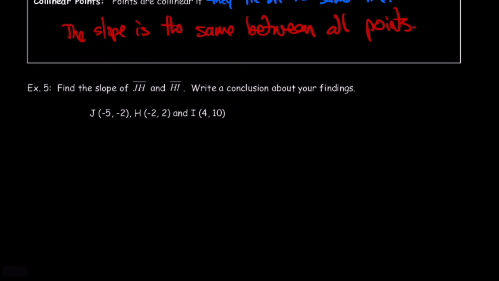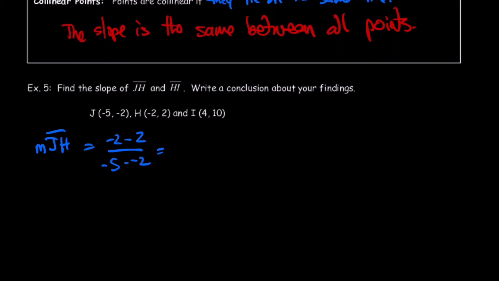Find the slopes of JH and HI. Write a conclusion about your findings. Okay, so we're going to find slope. We use lowercase m and JH. So this indicates, and this is the first time we're seeing this notation, that I'm finding the slope of segment JH. Remember, it's y minus y, so negative 2 minus 2 over x minus x, so negative 5 minus negative 2.